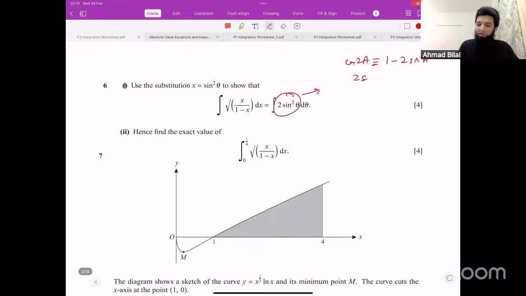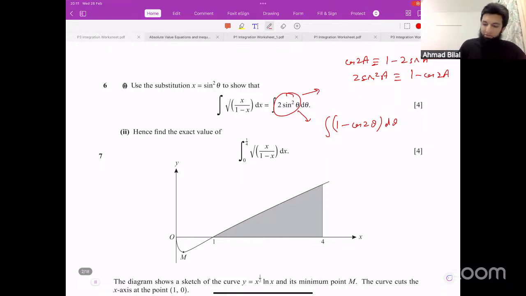So then 2 sine square a can be written as 1 minus cos 2a. So this would just become 1 minus cos of 2 theta. You integrate that with respect to theta, change the limits. These are limits of x. You can convert them to theta. You can do that, right? Right, so that's doable. Okay.